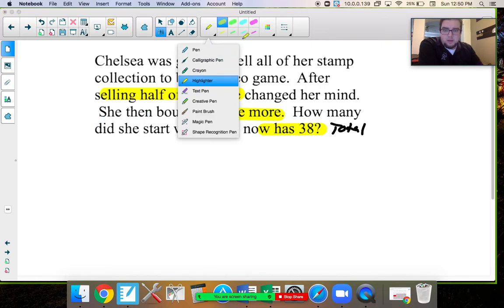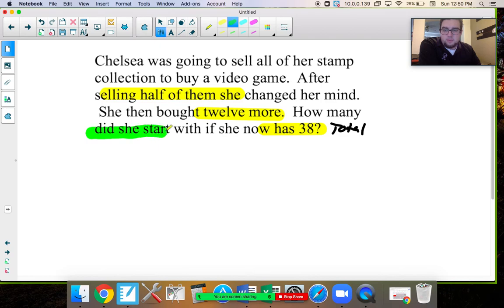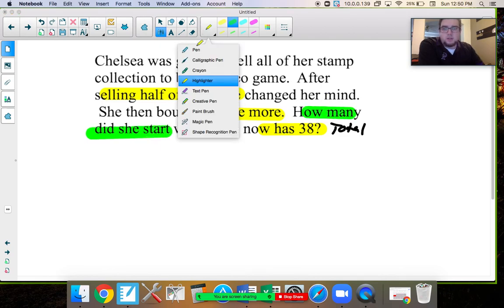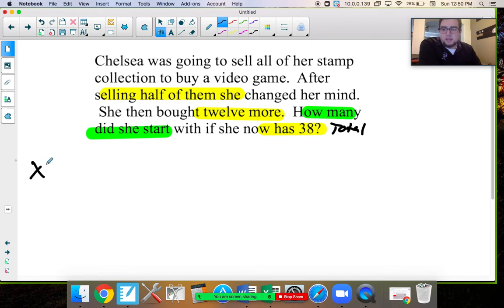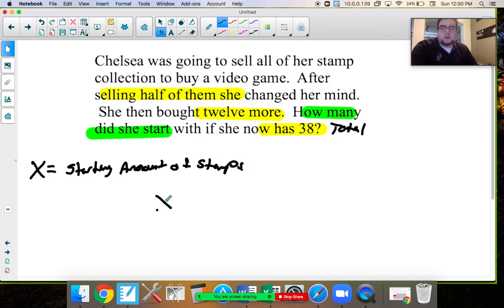Oh, gotta grab my highlighter again. We have to know what we're going to define our variable. How many did she start with is going to be our variable. So x is the starting amount of stamps. So here's our starting amount of stamps, x. We don't know what it is, just some sort of number. She sold half of them. Got rid of half of them. Stopped selling them, decided that she wanted more, added 12 to her collection for a total of 38.